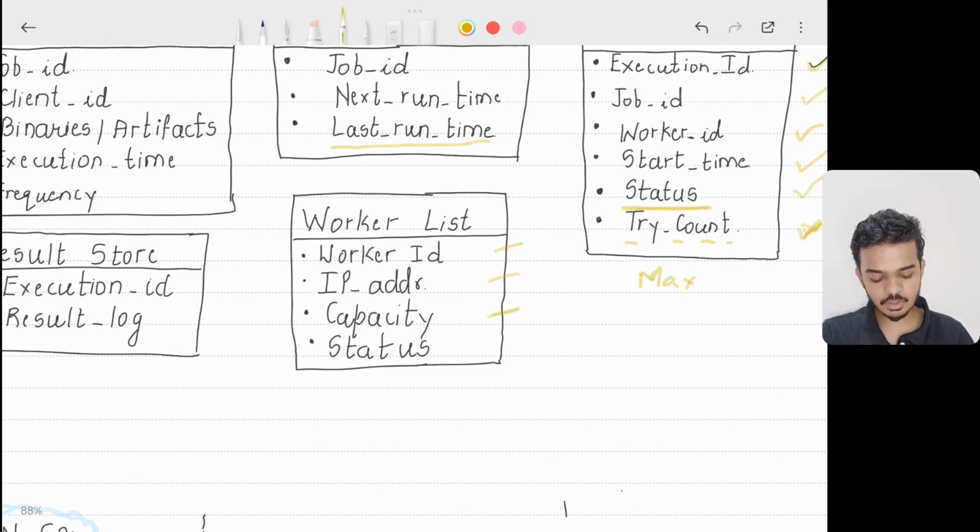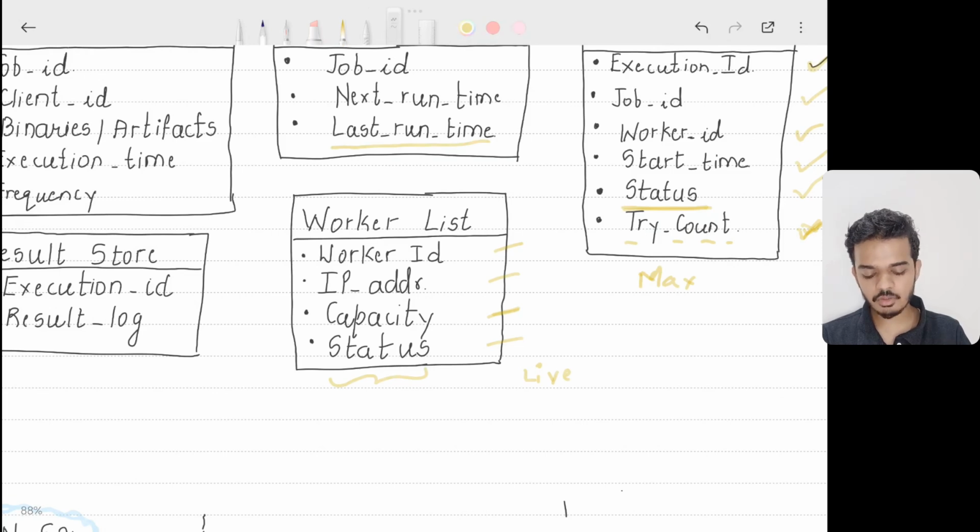Then we can store the capacity of the worker nodes. If it is a standard job, we know the details of the job, then we can store how many such jobs can be scheduled on this particular worker node. So that becomes the capacity of the worker node. And we can also store the status. What is meant by status here? We need to know if the worker node is live or not. We need to be sure that the worker node has not gone down. So we can store the status.